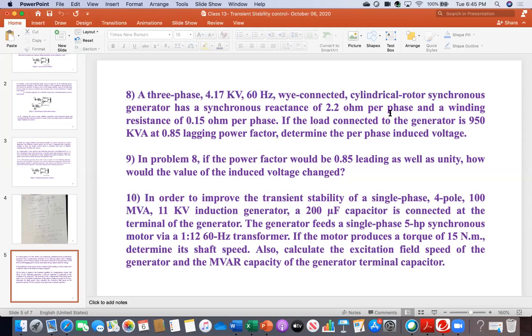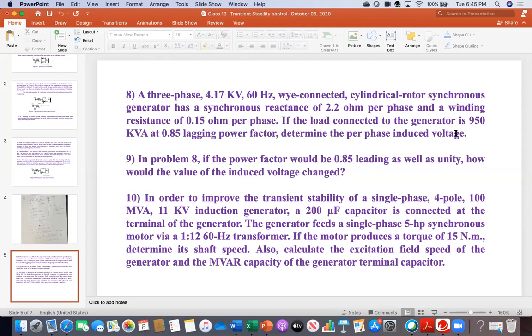So the synchronous generator has the armature coil or stator coil that has a reactance of 2.2 per phase. And the winding resistance means the resistance value in the coil is 0.15. And again, it is per phase. That's why I'm asking for the answer per phase.